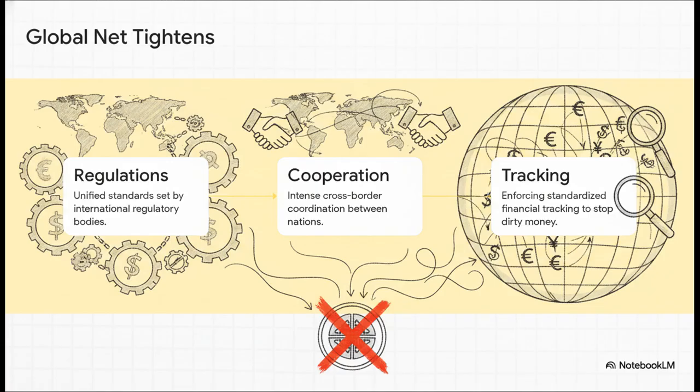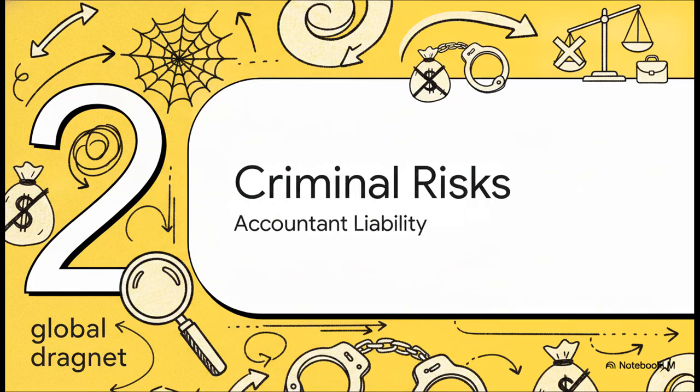For you as an accountant, that means the regulatory environment is more aggressive, more interconnected, and honestly more demanding than ever before. You're not just dealing with your local jurisdiction anymore. You are part of a global dragnet. And because of that massive dragnet, the spotlight inevitably turns to the gatekeepers.